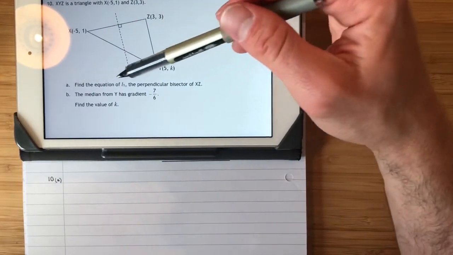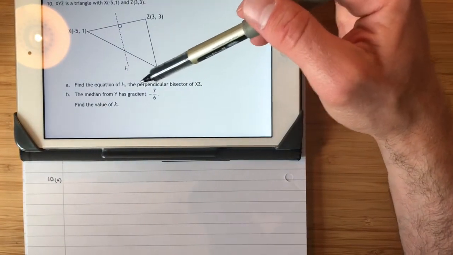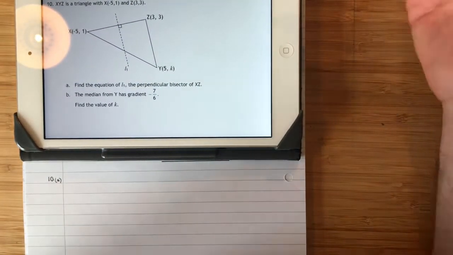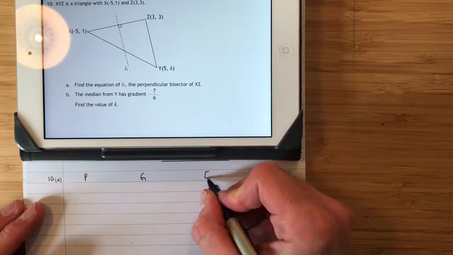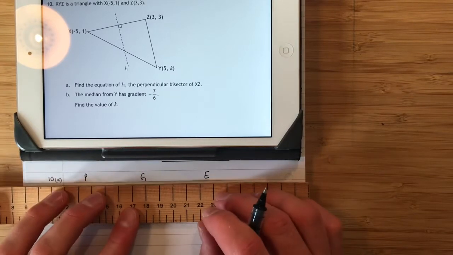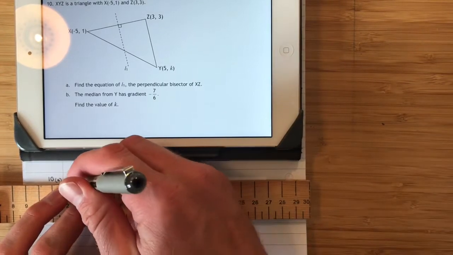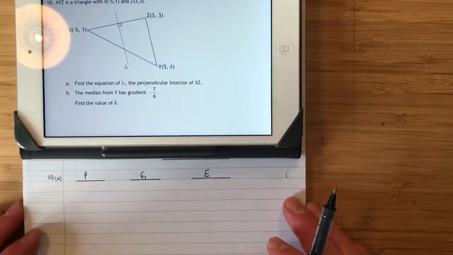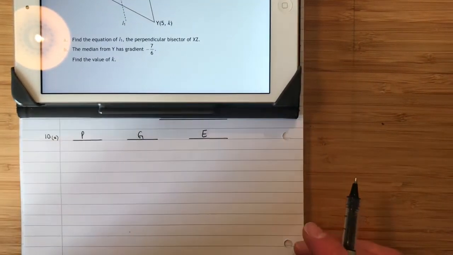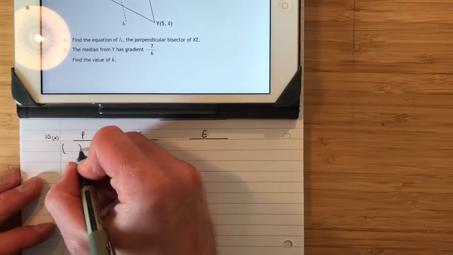So find the equation of L1, which is this dotted line, the perpendicular bisector of xz. Right, easy marks. Point, gradient, equation. We're going to do a perpendicular bisector and we should be able to tear through this because we've already done a couple of them. Right, perpendicular bisector. So we're going to use xz both times.